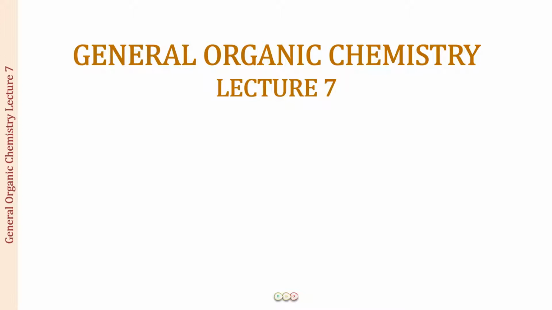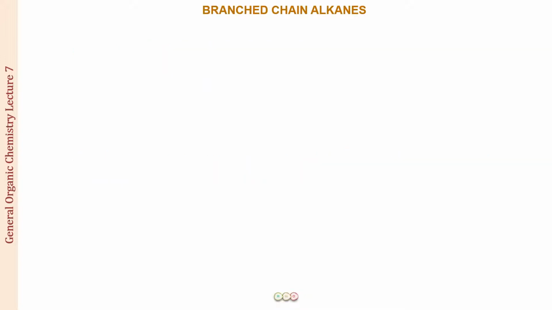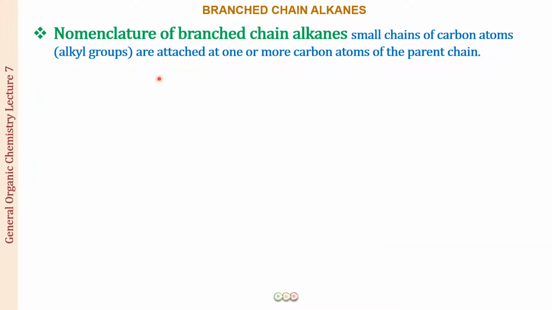So now we will be moving further with the lecture and we will be discussing the nomenclature of the branch chain alkanes. Before we can name the branch chain alkanes, you should have a clear understanding of what branch chain alkanes are. We did this in the last lecture as well. The alkanes which consist of a small chain of carbon atoms attached at one or more carbon atoms of the parent chain are called branch chain alkanes.